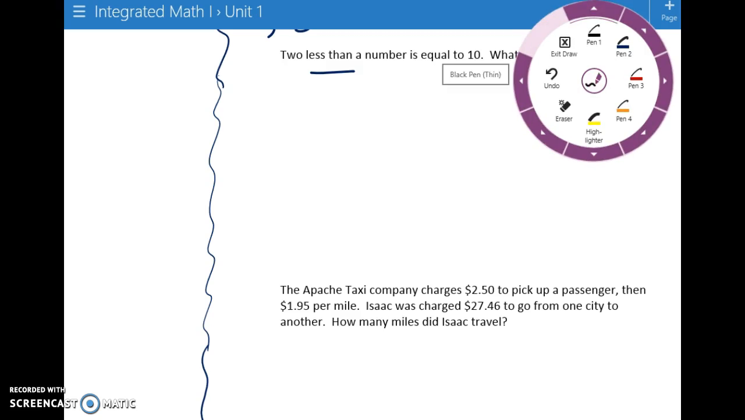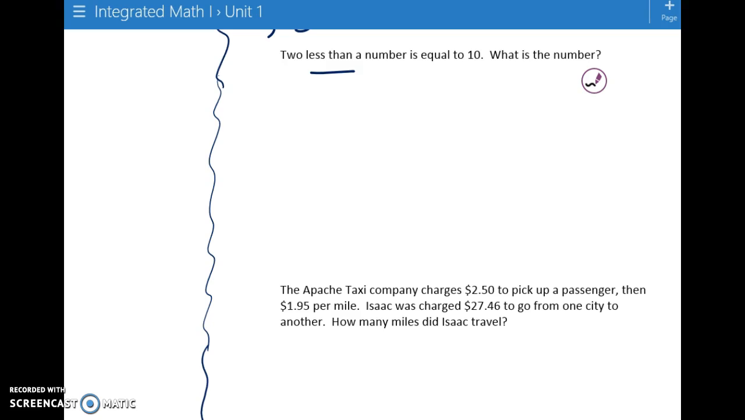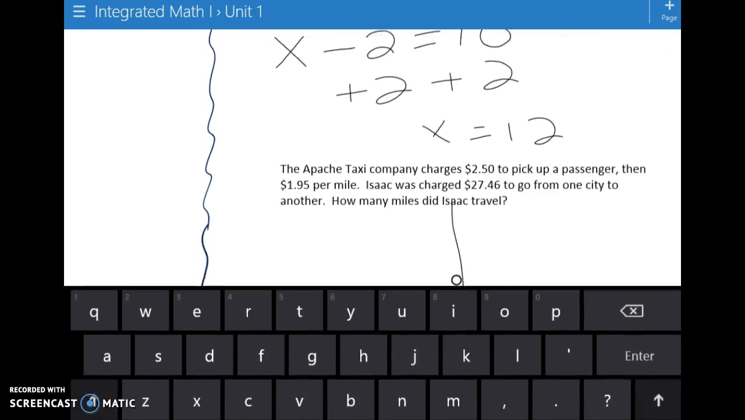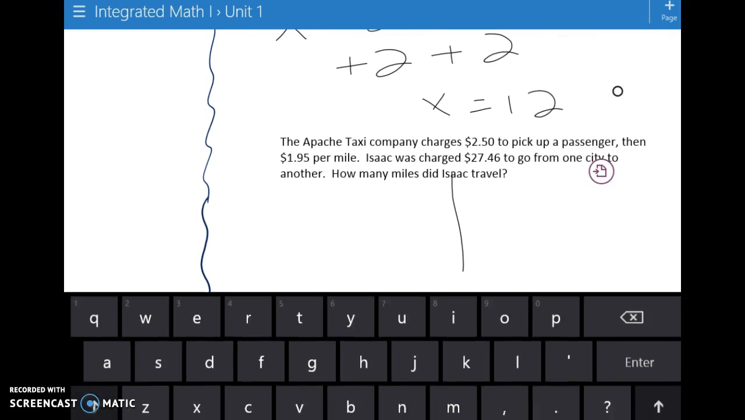All right, so let's jump into it. Our variable is going to be x, which represents the number we're looking for. And it says 2 less than a number. So instead of doing 2 minus x, I know I need to do x minus 2. 2 less than a number equals 10. So that number must be 12. Okay, next question.